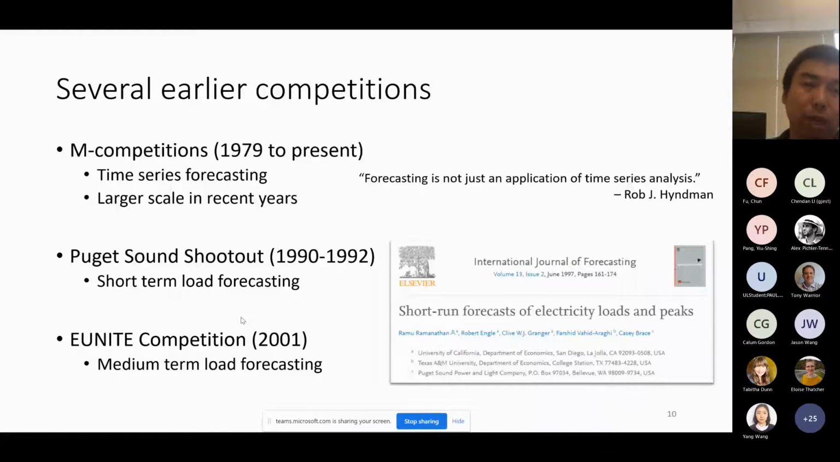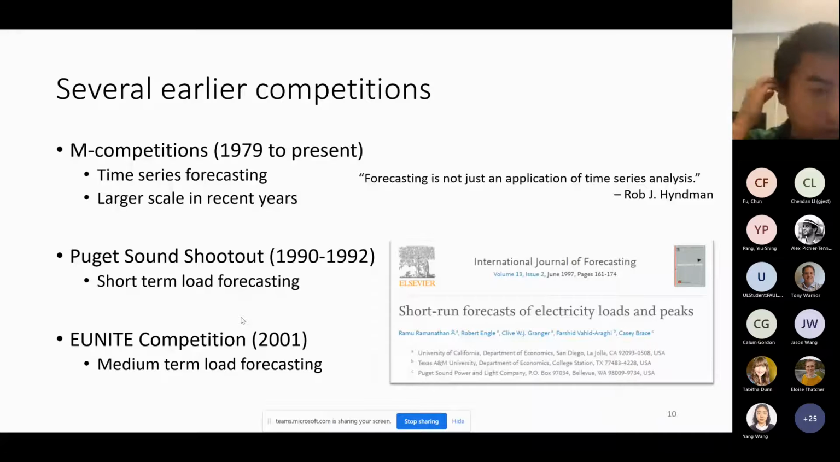One of the key takeaways from those competitions, especially the earlier ones, is that forecasting is not just an application of time series analysis. This is a quote from Professor Rob Hyndman from Monash University in Australia, who used to be the editor-in-chief of the International Journal of Forecasting. This quote was from his paper when he looked at the history of forecasting competitions.